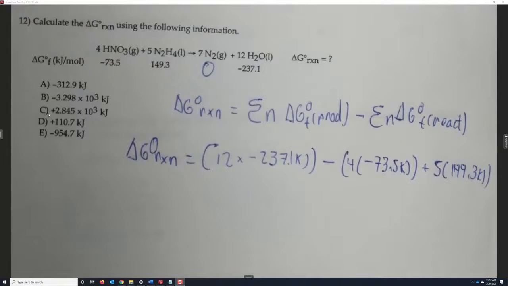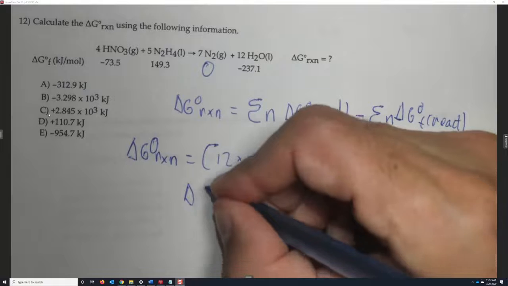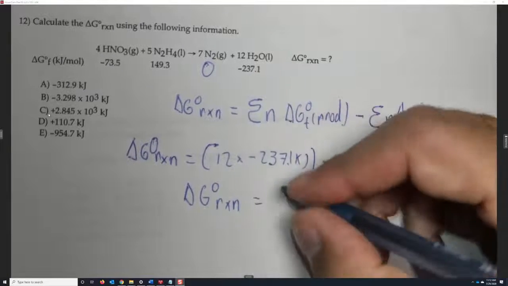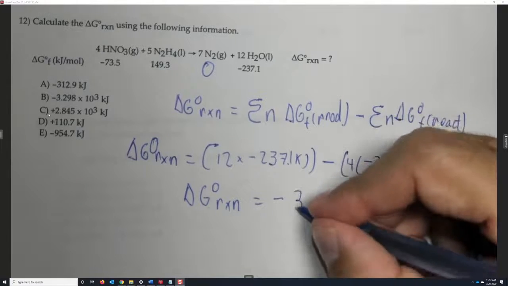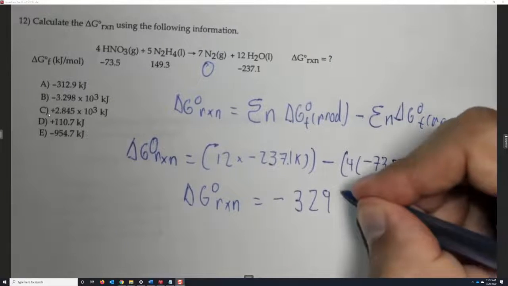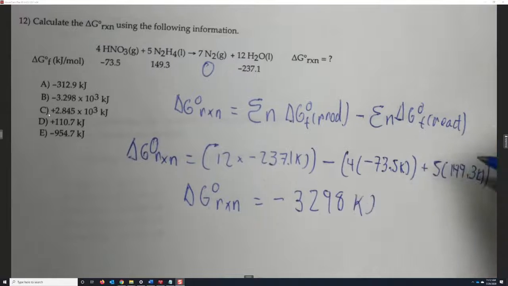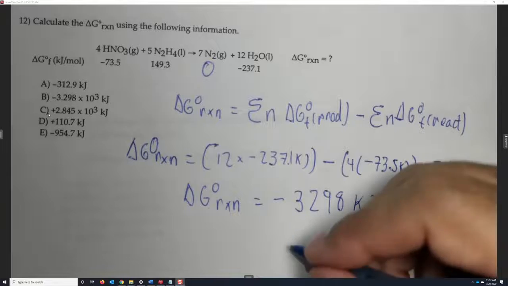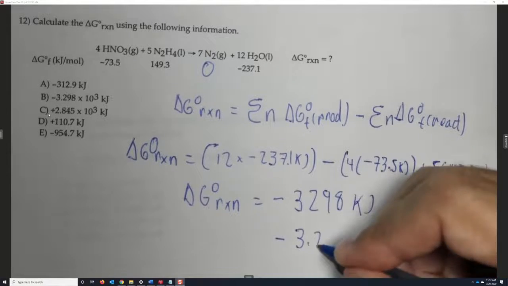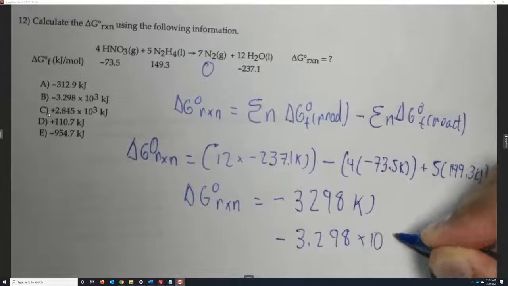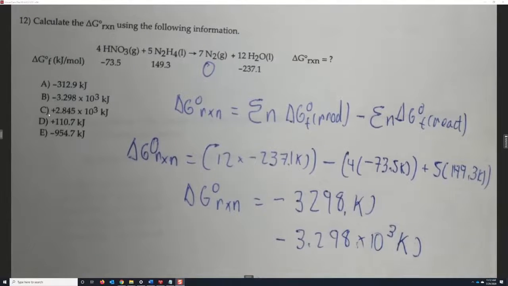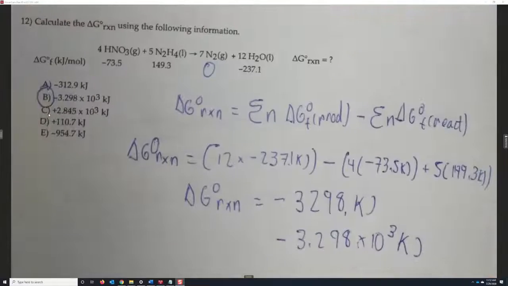All right, and when you do all that math, you find that delta G naught of the reaction is equal to minus 3,298 kilojoules. All right, and the answers are in scientific notation. So minus 3.298 times 10 to the third kilojoules. So we moved the decimal point over 3 times, and we got that, which is here, choice letter B.